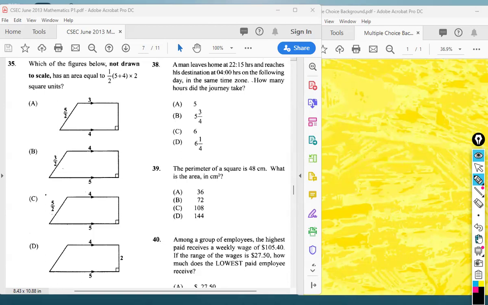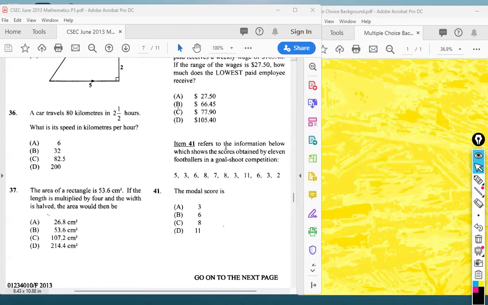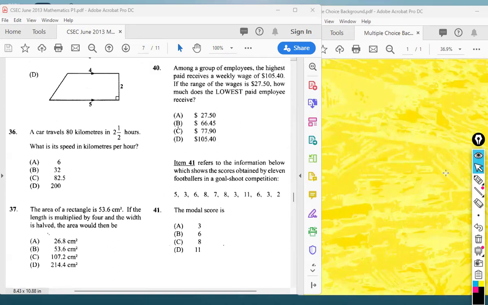Let's see what's going on with number 40 here. Well, we've got a few more to fit here. 36, 37, 40, and 41. We'll finish these 4 questions and call it a night. That's it.